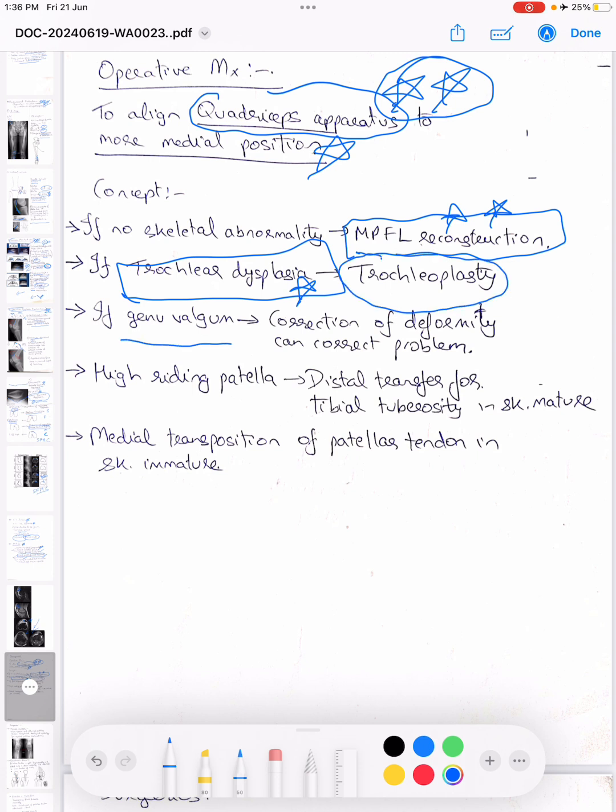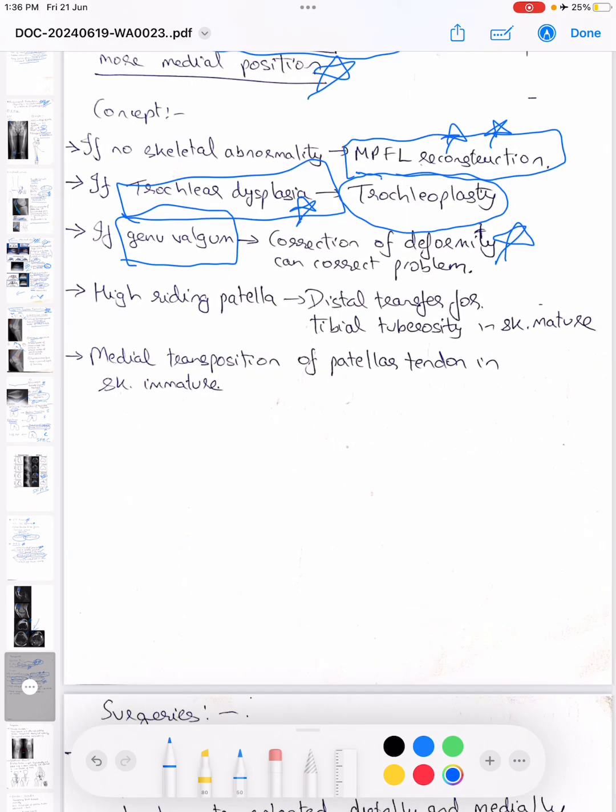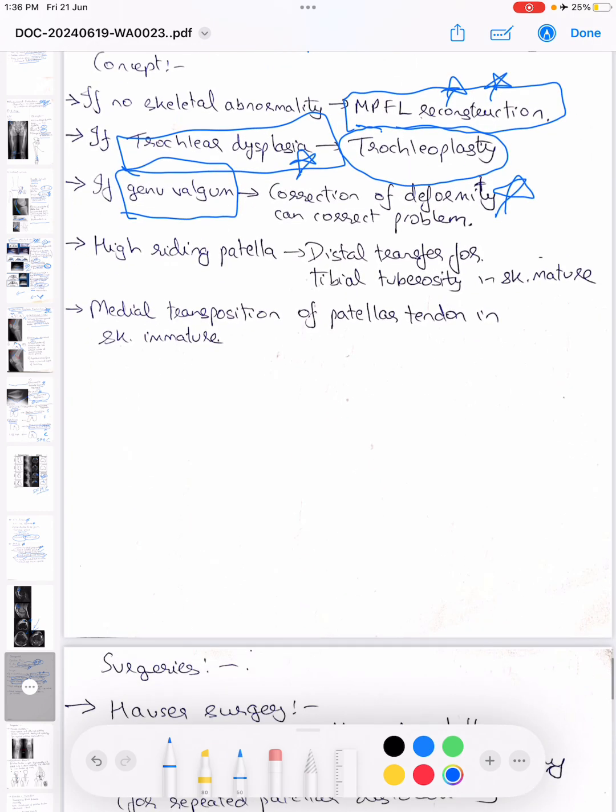So if there is a genu valgum which has led to a case of recurrent patellar dislocation, you should go for the correction of deformity as well, along with the fixation. Right? So if there is a high riding patella, you need to go for a distal transfer of the tibial tuberosity in a skeletally mature patient, and in a skeletally immature patient you need to go for a medial transposition of the patellar tendon. Right? So this was just the concept.